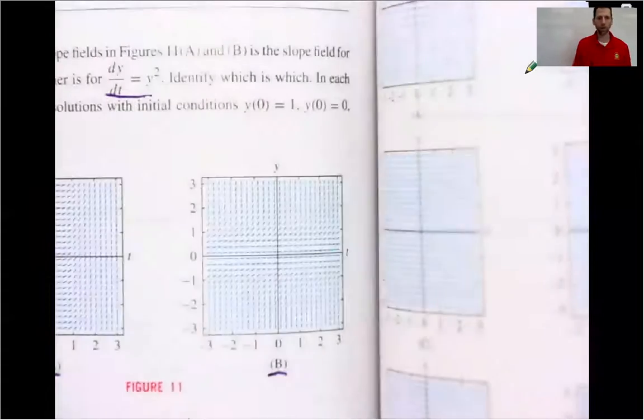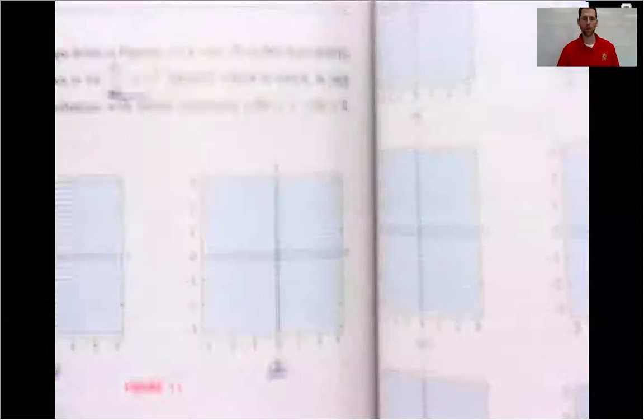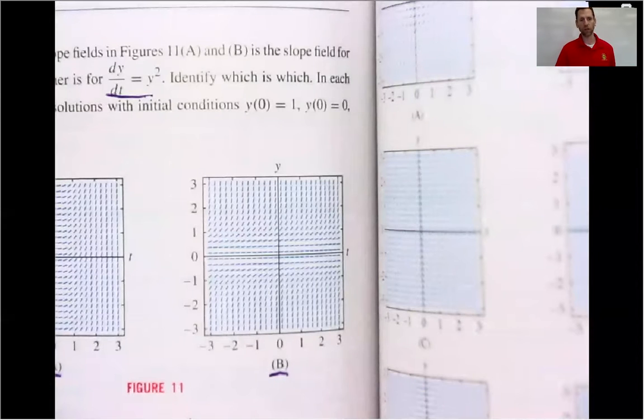So hope that helps. Get into your 6.1 homework, looking at slope fields and verifying solutions to differential equations.